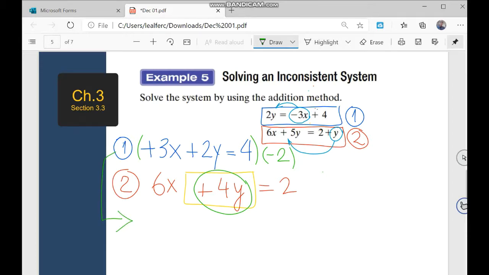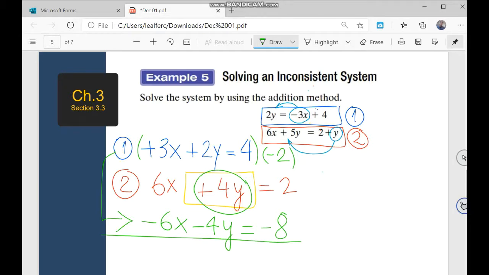Positive 3x times negative 2 is negative 6x. Positive 2y times negative 2 is negative 4y. And positive 4 times negative 2 is negative 8.